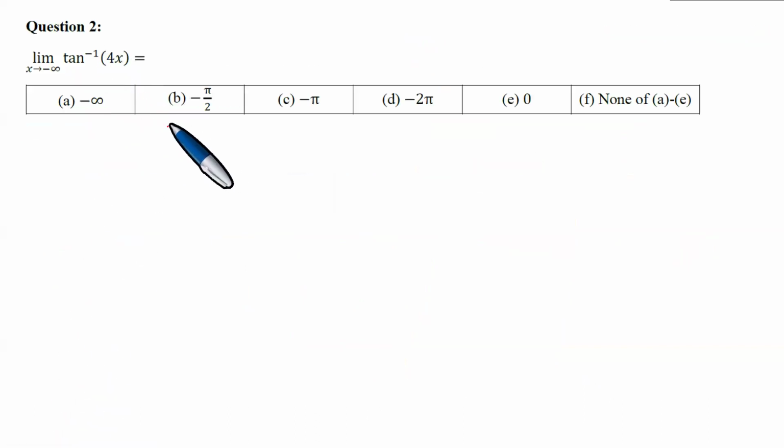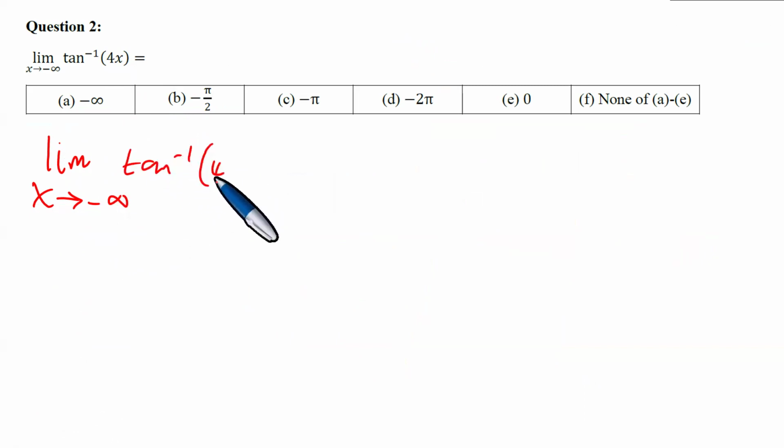Okay, question 2 is on limits. Given the limit, it might be small, but we're just taking it from the past exam: the limit as x approaches negative infinity of arc tangent of 4x. Let me give you 1 minute to try this one, then we discuss together. What do you think is the answer to this question? Some of this you might have seen, so maybe you'll just remember.